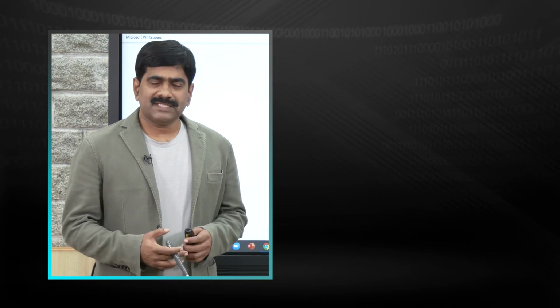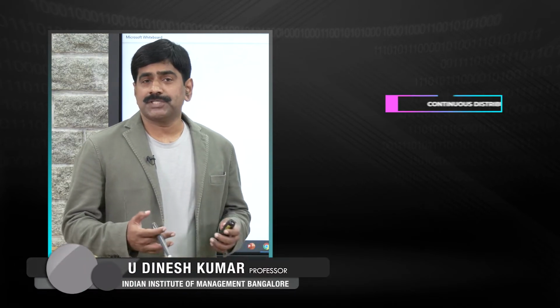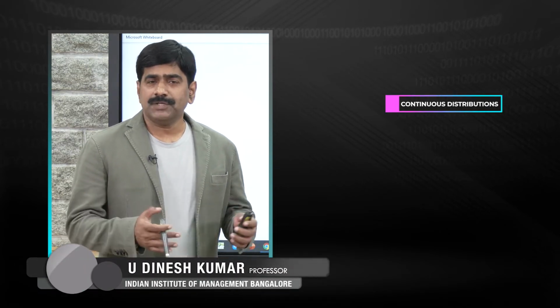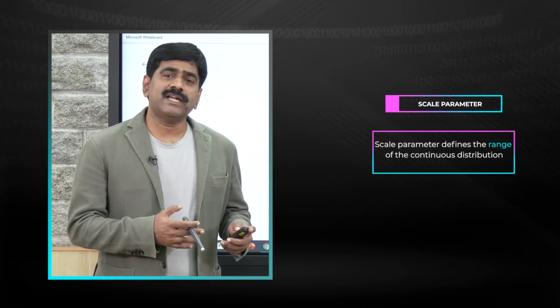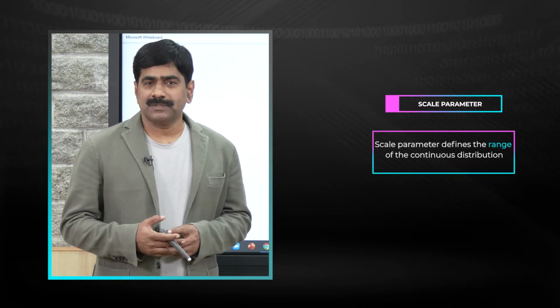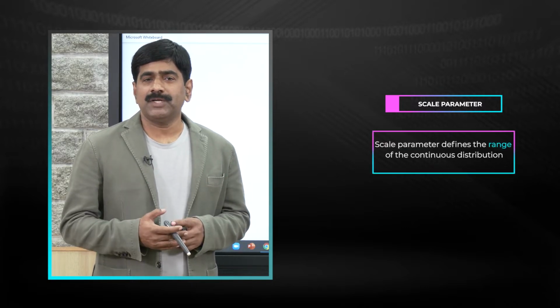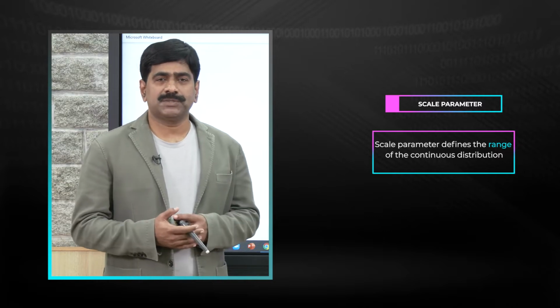Hi, in this session I am going to discuss continuous probability distributions. Continuous probability distributions are defined using three parameters. The first one is scale parameter. Scale parameter defines the range of the continuous distribution. The larger the scale parameter value, the larger is the spread of the distribution.